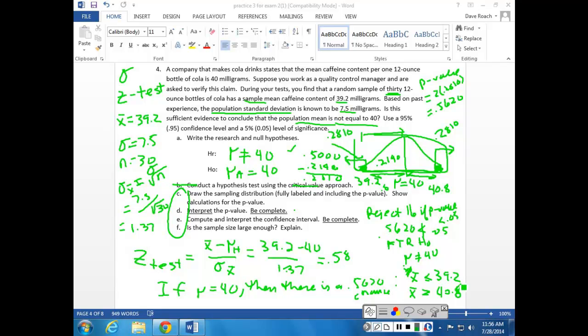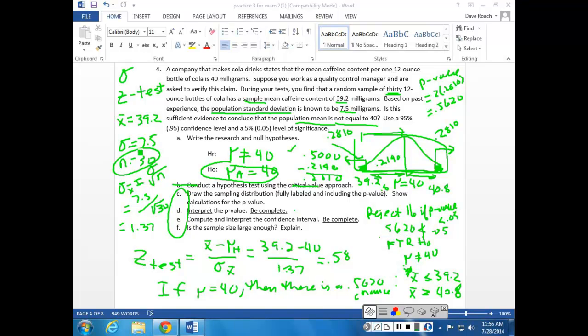It has the confidence interval on there. We'll compute that in a minute. One thing we do know, since we failed to reject H0, this could be true. We know that the confidence interval is going to include 40, because that could be true. There's also the question here of sample size. Our n is 30.